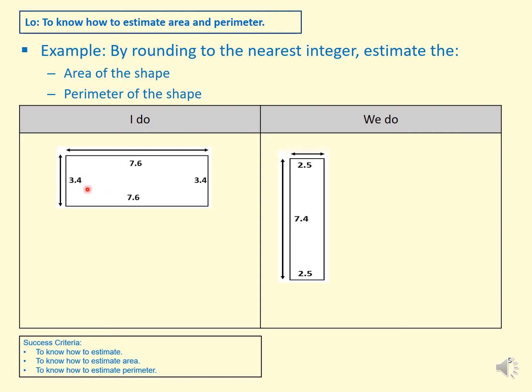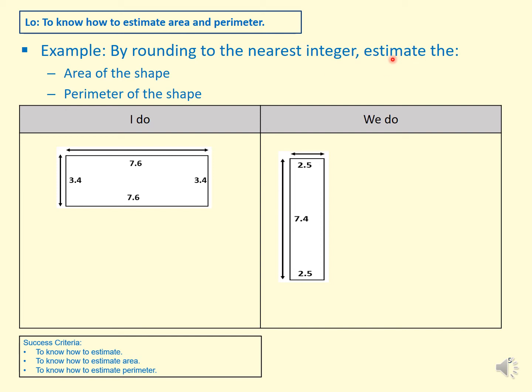But if the question asks you to estimate or round the numbers, then find the area and perimeter, you have to estimate and round, otherwise you're not going to get the whole mark. So in this case, the question tells me by rounding to the nearest integer, estimate. So you can see you're estimating, you're not finding the exact value, you're estimating your answers.